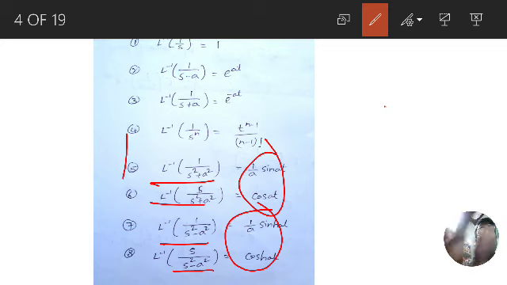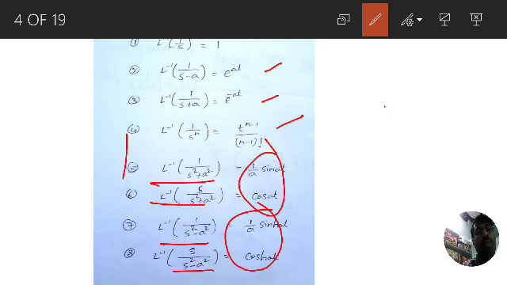L inverse of 1 by s minus a is e power of at. L inverse of 1 by s plus a is e power of minus at. You can easily know: if it is minus in the denominator, you will get plus, and if it is plus, you will get minus. 1 by s minus a gives e power of a t, 1 by s plus a gives e power of minus a t. L inverse of 1 by s power of n is t power of n minus 1 by n minus 1 factorial.